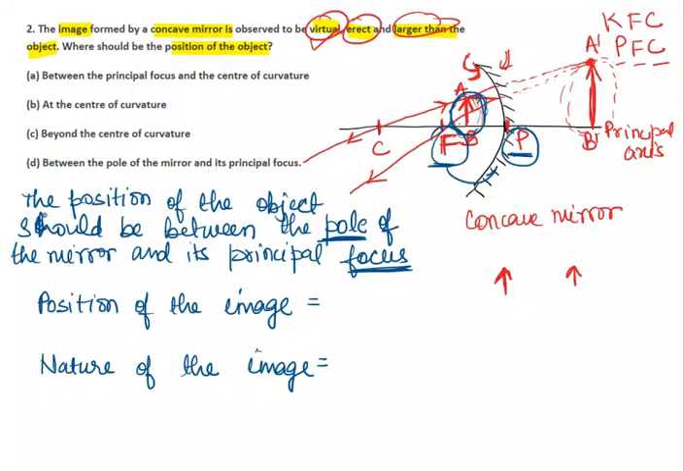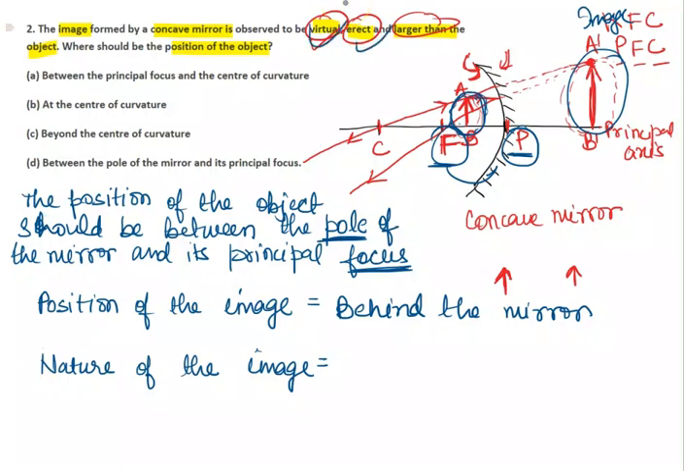So what is the position of the image? Here this is the image. So what is the position of the image? The position of the image is obviously behind the mirror. And the nature of the image is already given: virtual, erect, or we can say upright, and larger than the object, or we can write it as magnified.